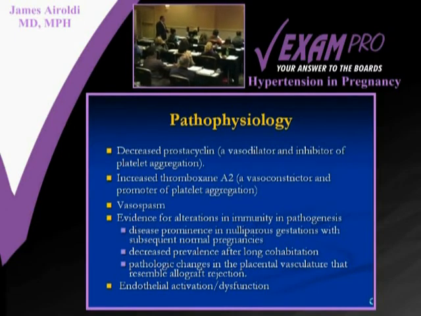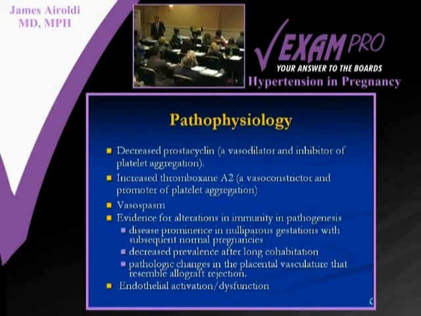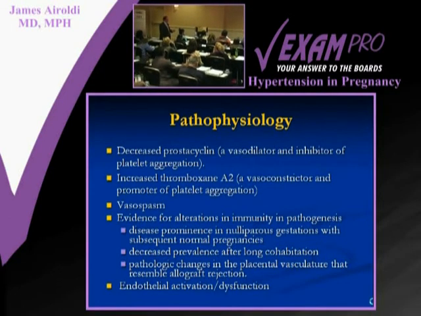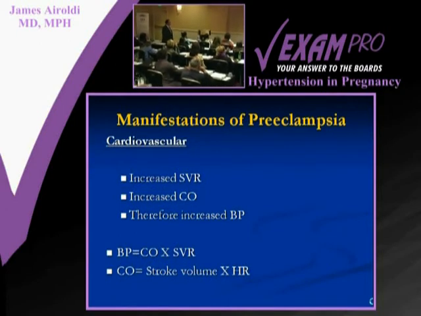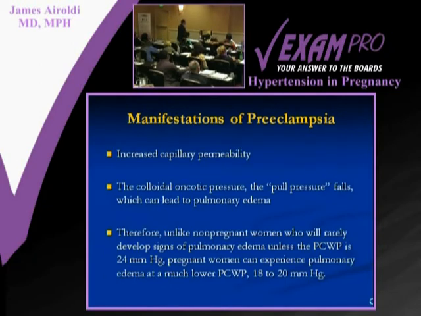And then endothelial activation. And actually, the latest studies have looked at complement activation. And so they're coming up with some of these complement activator inhibitors that may actually help with prevention. The manifestations, remember, cardiovascular in pregnancy: with preeclampsia, increased SVR, increased cardiac output, and therefore increased blood pressure. Why? Because blood pressure equals cardiac output times your SVR.